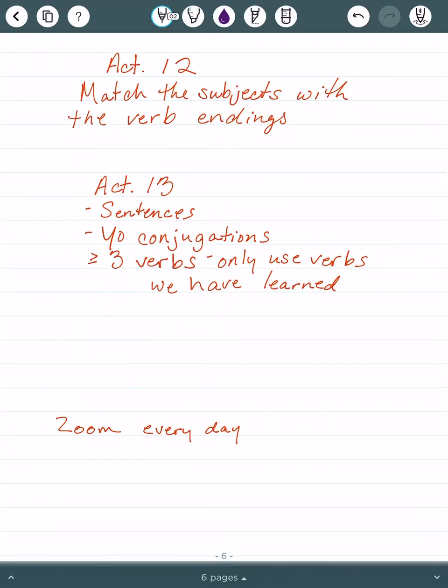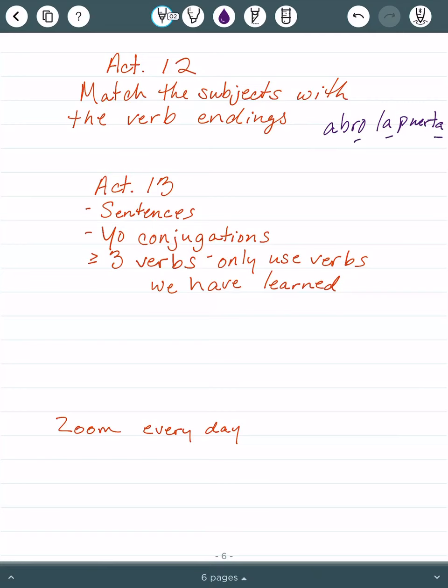All right, activity 12. This one is really straightforward. Again, if you have not watched the video on ER and IR verbs yet, you need to do that before you do activity 12. But for this one, you're really just matching the subjects with the verb endings. So when you see abro la puerta, you need to figure out which of these words is the verb. Which one is it? If you don't know, look at your vocab list and then decide based on that ending, who does it go with? What does it go with? Yo? Does it go with Isabel? Does it go with Elena? Who does it go with?